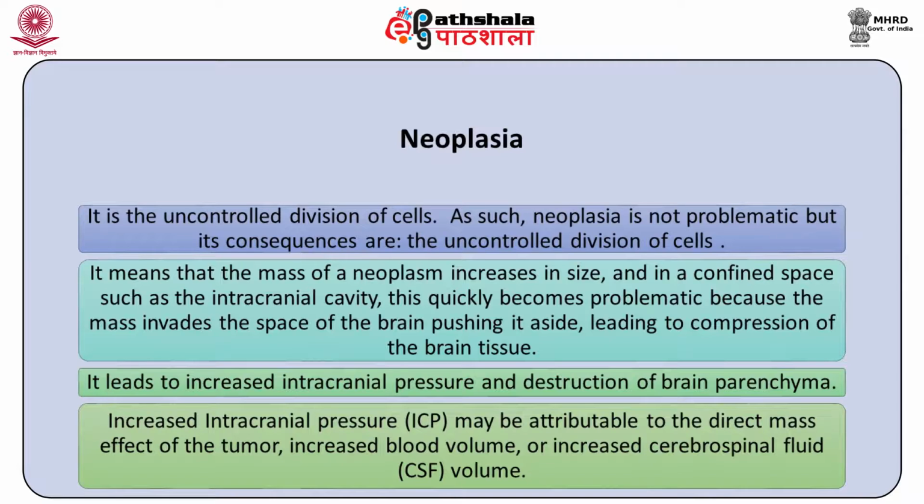As such, neoplasia is not problematic by itself, but its consequence is the uncontrolled division of cells. It means that the mass of neoplasm increases in size in a confined space such as the intracranial cavity. This quickly becomes problematic because the mass invades the space of the brain, pushing it aside, leading to compression of the brain tissue. It leads to increased intracranial pressure and destruction of brain parenchyma. Increased intracranial pressure (ICP) may be attributable to the direct mass effect of the tumor, increased blood volume or increased cerebrospinal fluid (CSF) volume. It may in turn have secondary symptoms.